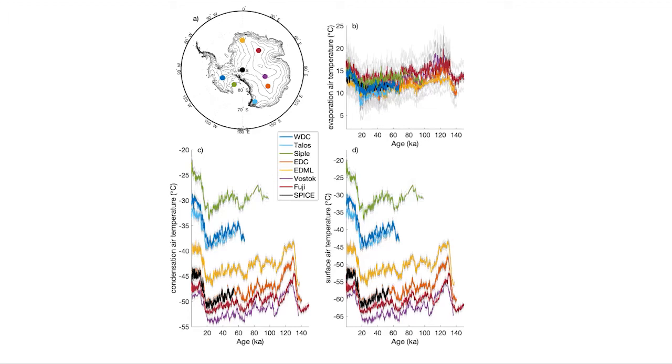In the bottom left is the condensation temperature over Antarctica from the same reconstruction technique for all these different ice core sites. And then on the bottom right is the surface temperature, which we estimate by knowing the condensation temperature and the relationship in the climate between the mean condensation temperature and the surface temperature over Antarctica. So now we have histories of absolute temperature over tens of thousands of years.